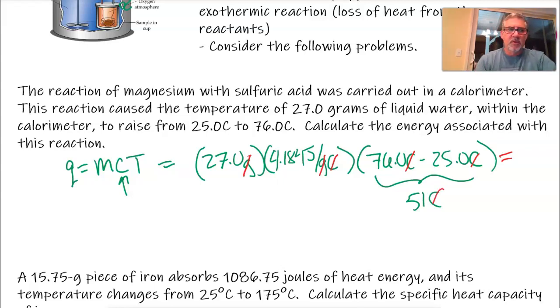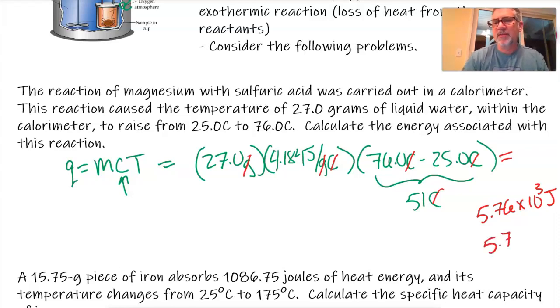Yep, 51. So let me get my calculator out. I've got 27 times 4.184 times 51. So I get 5.76 times 10 to the 3 joules, or you could say it's 5.76 kilojoules. So that's my Q.